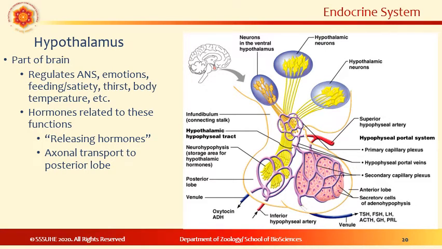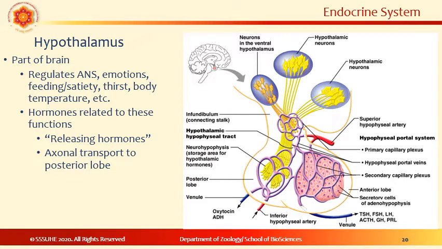Hypothalamus is a part of the brain that regulates the nervous system, autonomic nervous system, emotions, feeding, satiety, thirst, body temperature, etc. A variety of hormones are released from the hypothalamus. These are peptide hormones that have an axonal transport. Through the nerves, they are transported to the posterior lobe.